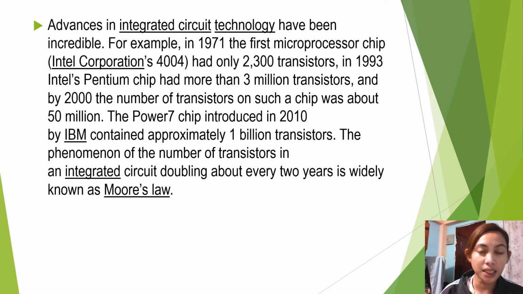Advances in integrated circuit technology have been incredible. For example, in 1971, the first microprocessor chip, Intel Corporation's 4004, had only 2,300 transistors. In 1993, Intel's Pentium chip had more than 3 million transistors, and by 2000, the number of transistors on such a chip was 50 million. The Power 7 chip introduced in 2010 by IBM contained approximately 1 billion transistors. The phenomenon of the number of transistors in an integrated circuit doubling about every 2 years is widely known as Moore's law.